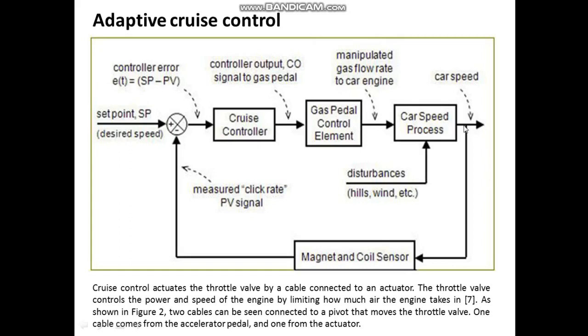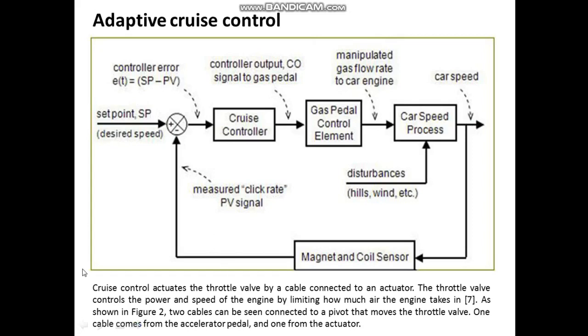And finally the car speed will be measured at this particular point, which is the output point or ultimate output of this control system, by using a magnet and coil sensor, and further it will be provided to the summing point where the actual input is coming. So this controller error, which is considered to be e(t), is nothing but the subtraction between the input speed or desirable speed minus the feedback signal which is coming from the actual output.